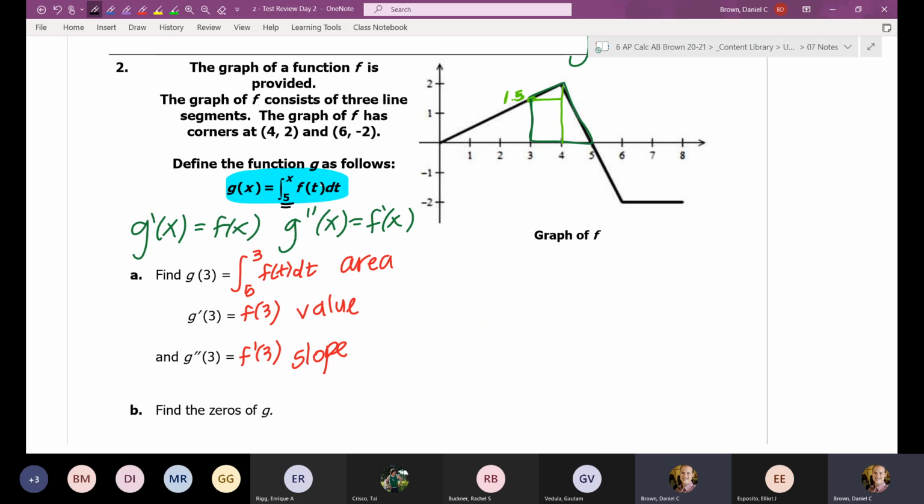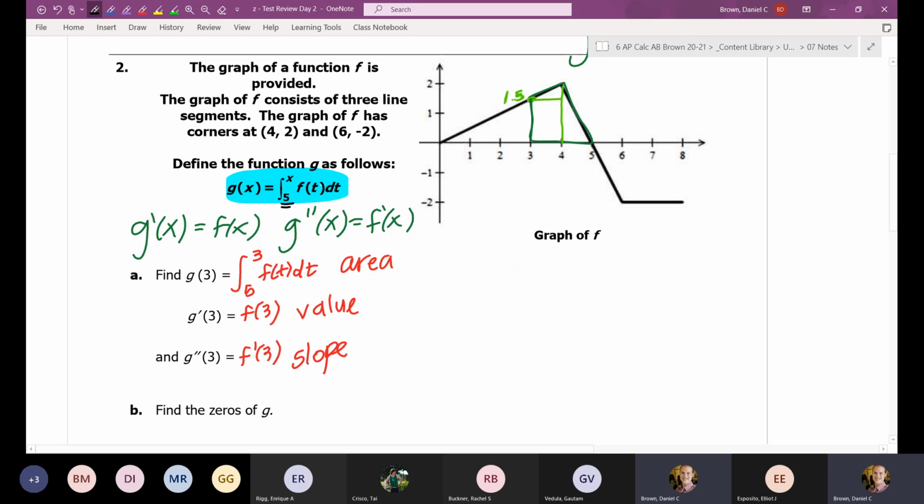And then I like writing down the relationships first. So if g of x is the integral from 5 to x, by the second FTC, g prime is just going to be f of x. We're replacing the t with the x. And if g prime is f of x, then g double prime is going to be f prime.